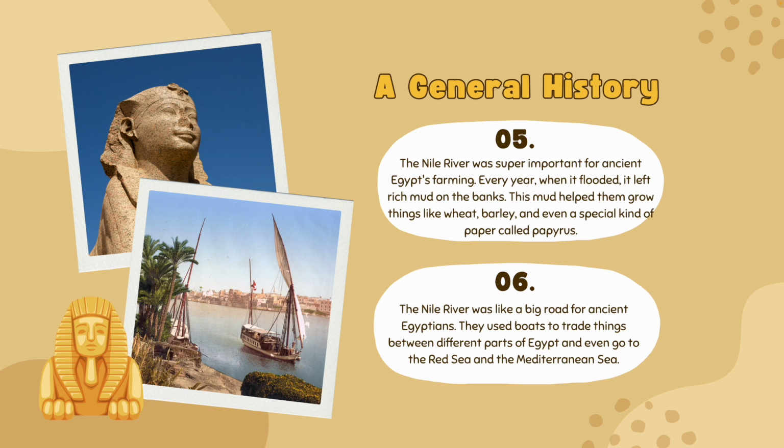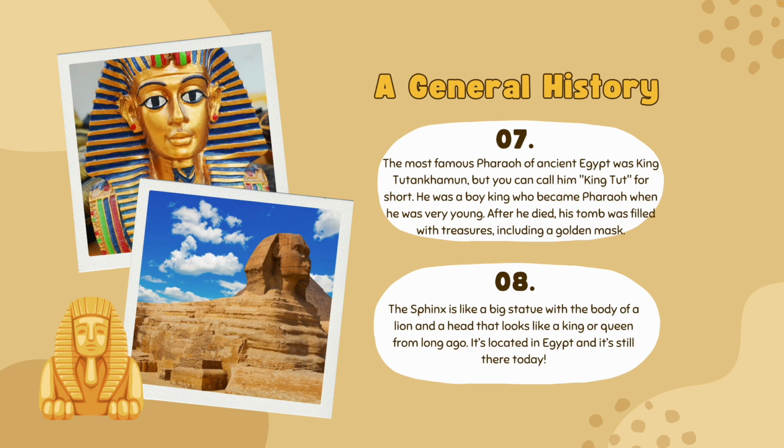So, interesting fact. The most famous pharaoh from ancient Egypt is a guy known as Tutankhamun. But you can also call him King Tut. And he was a boy king, and he became pharaoh at the age of 9. That's young. Very, very young. So he was just a little bit older than you, but he became king.